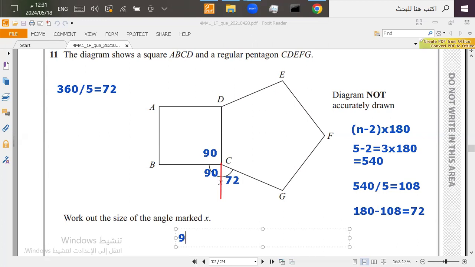Now, at the end, you're going to take these two angles and add them together. So you're going to say 90 plus 72 will give you the value of the angle x. So 90 plus 72 equals 162. And this is how you answer a question like this. Now, let's move on to the next question.